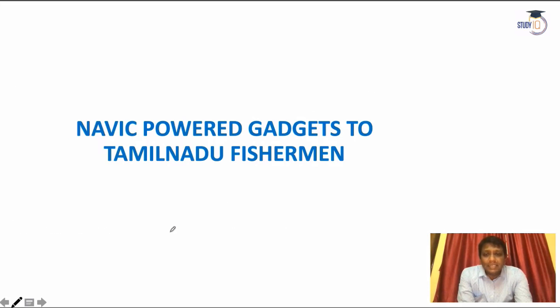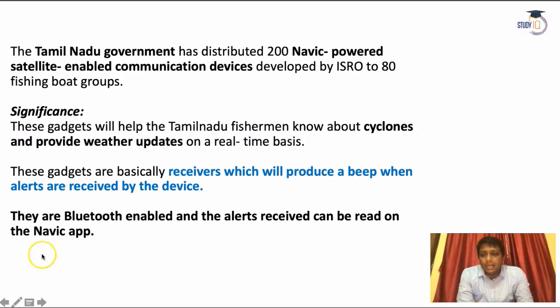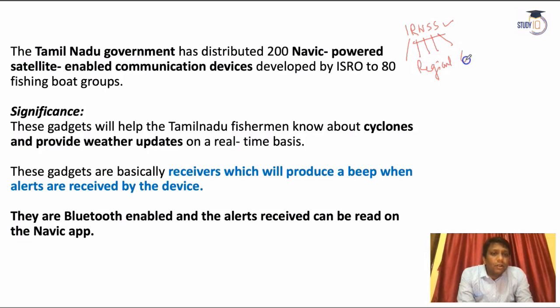NavIC powered gadgets for the Tamil Nadu fishermen. Okay, there is a story behind it, and I will explain it right now. See, guys, before the Tamil Nadu government's statement, do you know about IRNSS? The full name is the Indian Regional Navigation Satellite System. This is one of the regional GPS systems of India.